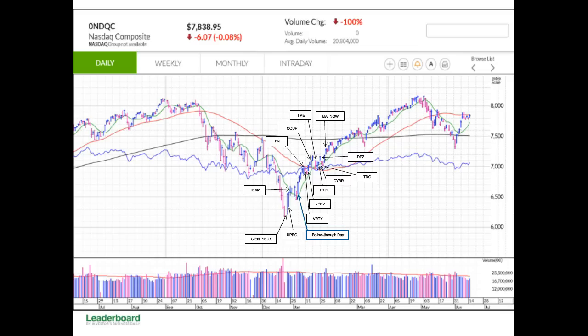Or you could take Leaderboard, we'll do the work for you. That's true. Yeah, so growth stocks, absolutely, top-rated growth stocks with outstanding fundamentals that are showing relative price strength. They are industry group leaders.